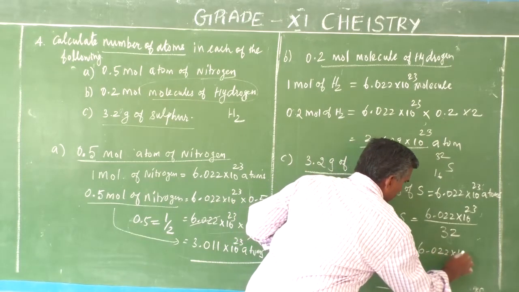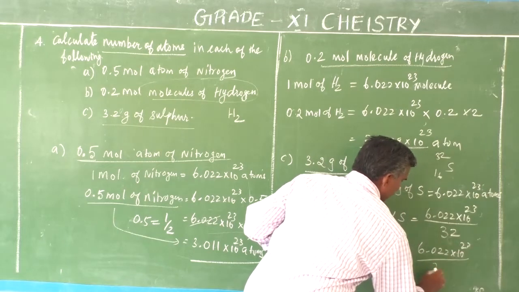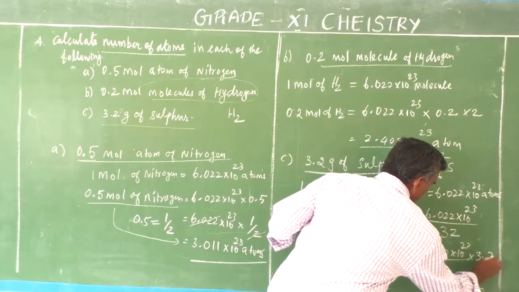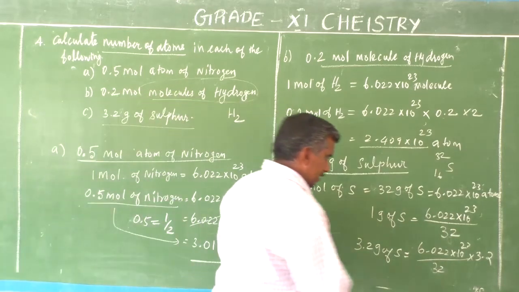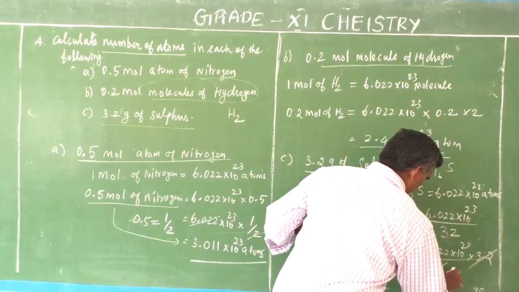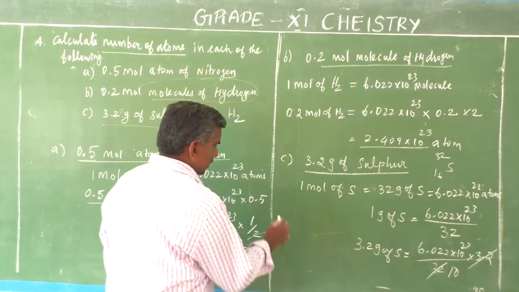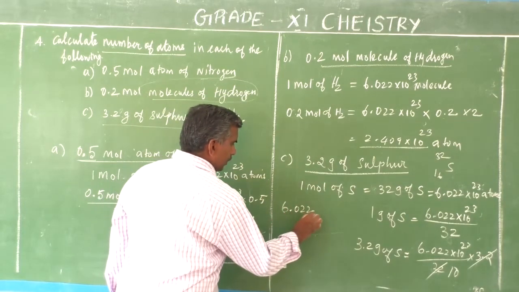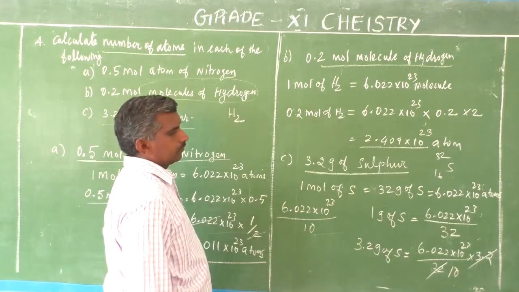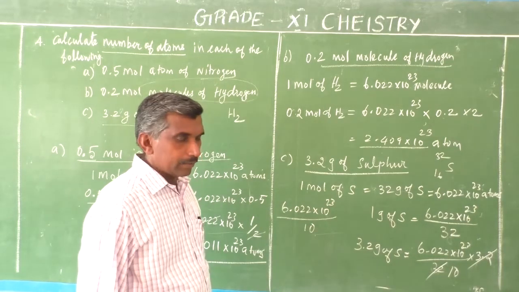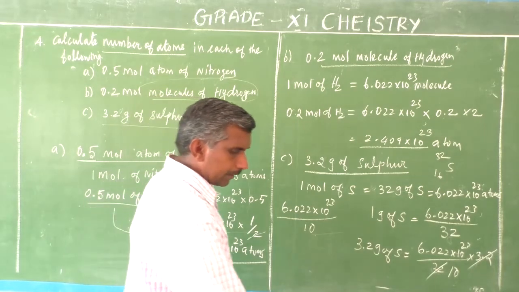6.022 into 10 power 23 into 3.2. Multiply with 3.2. Now the 10 cancels. That is 6.022 into 10 power 23 divided by 10.